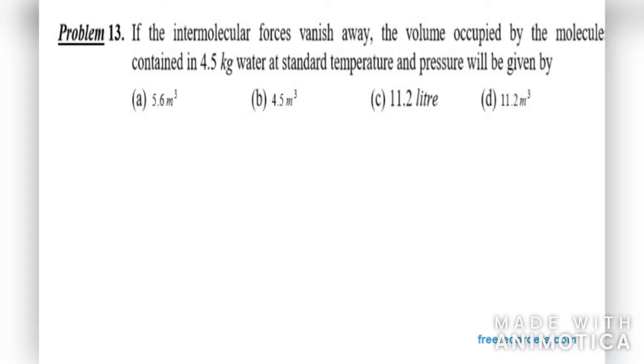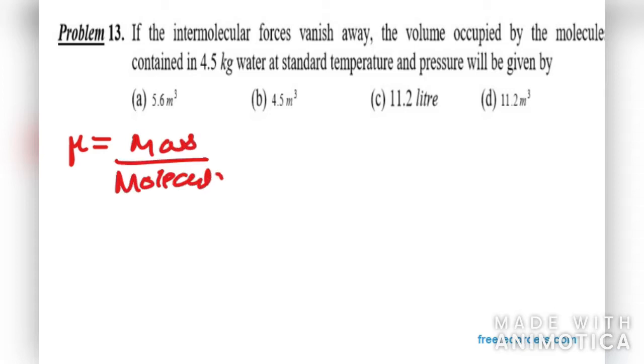Let us move on to question number 13. It says if the intermolecular forces vanish away, the volume occupied by the molecules contained in 4.5 kg water at standard temperature and pressure will be given by. As you know, they are asking you to find V in this case, but for that we need to know what mu is. Mu is nothing but mass over molecular mass. So mass in this case is 4.5 and molecular mass of water is 18.